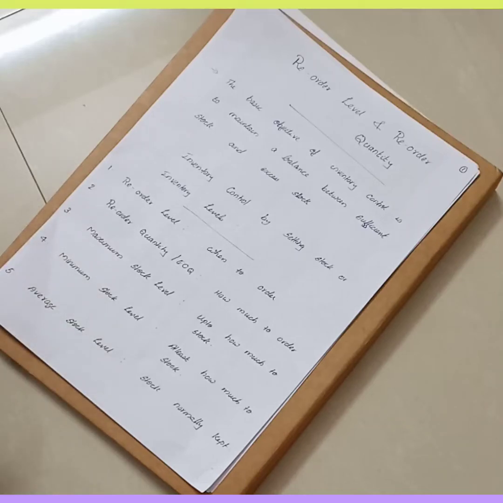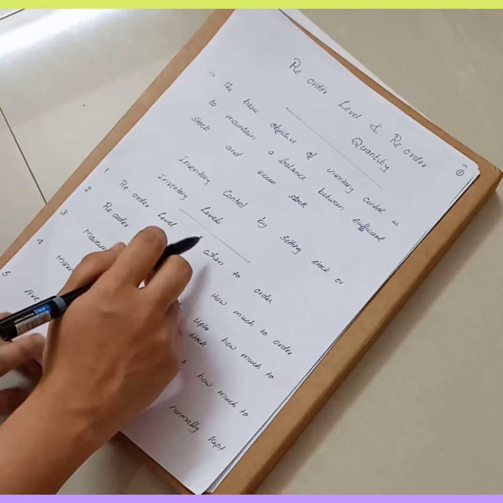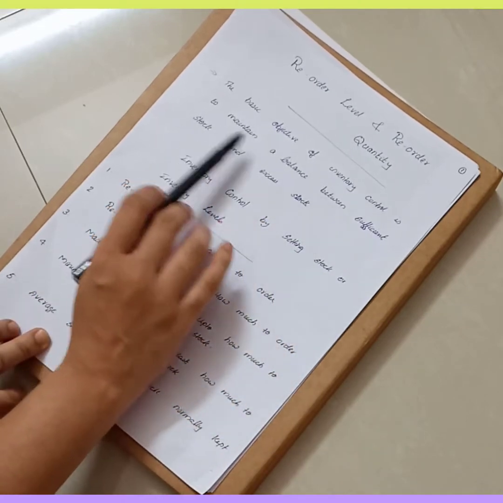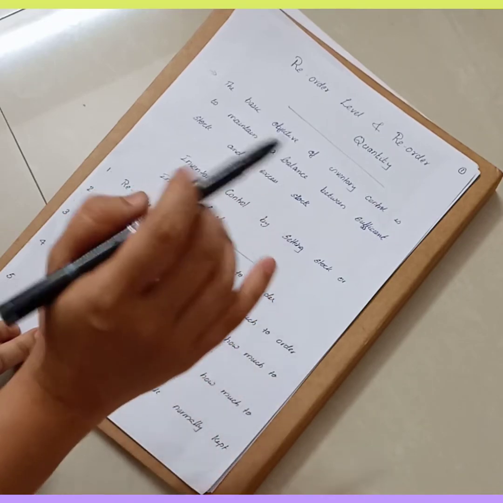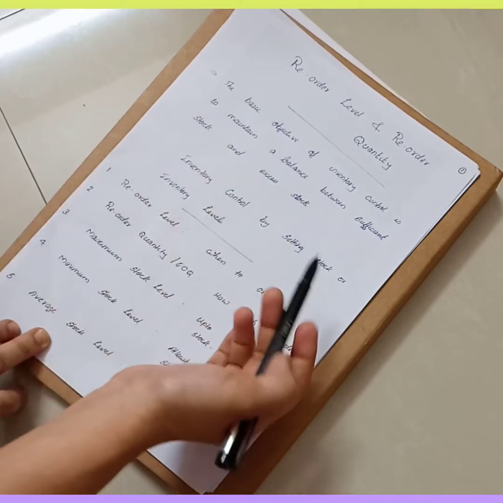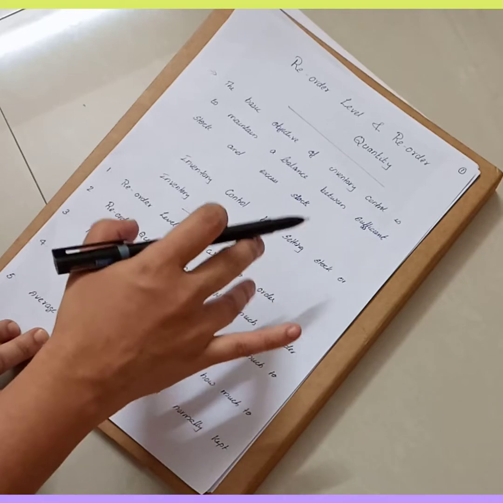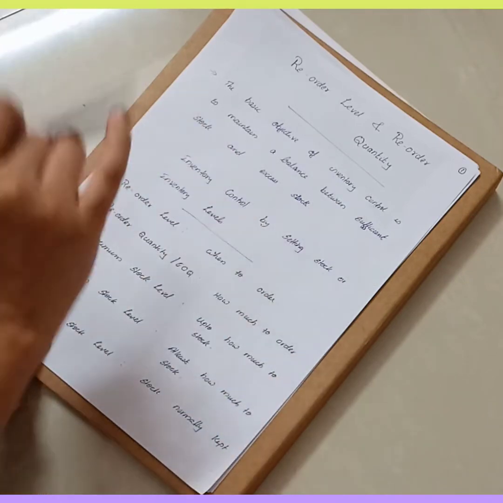Dear all, in this session we will discuss the reorder level and reorder quantity. In the last class we discussed the various techniques of inventory control, economic order quantity and the problems regarding economic order quantity. Now the fundamental objective of inventory control is to maintain a balance between sufficient stock and excess stock. That means you should not have a stock out, neither should you have excess stock. So you need to maintain a balance between that. That is the fundamental objective of inventory control.